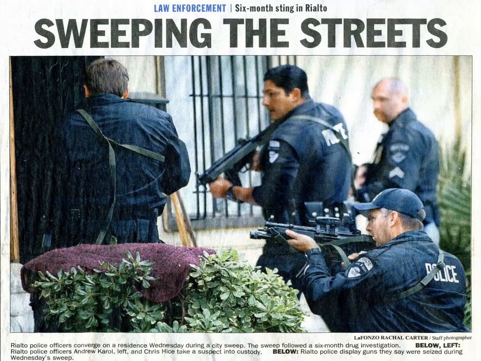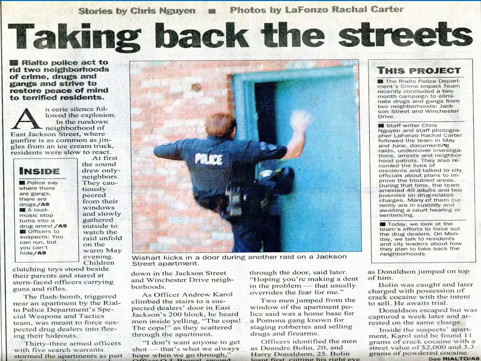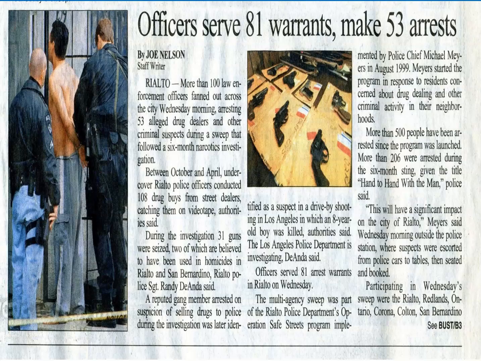Here's another article, again, about sweeping the streets when it comes to gang enforcement, and using SWAT teams and some of those suppression tactics. At one point, we ended up going after the Mexican mafia. And then another article talking about taking the neighborhoods back by serving search warrants and using some of these suppression tactics. Police target areas plagued with gangs because we know gangs and drugs go together.